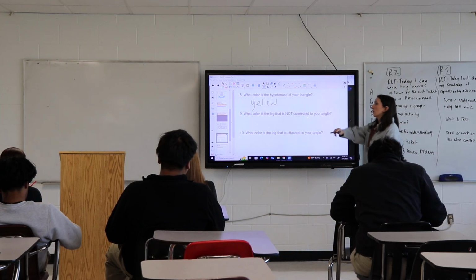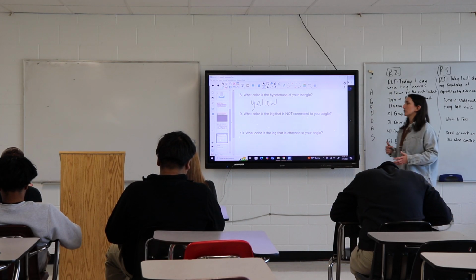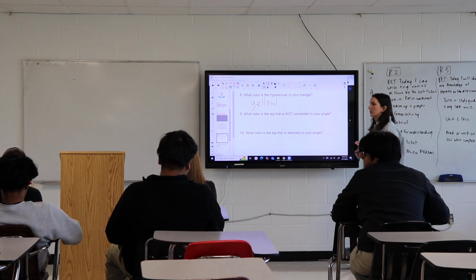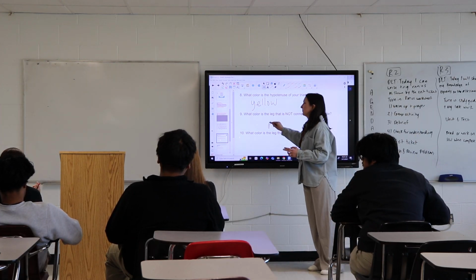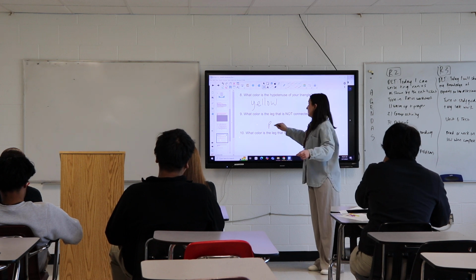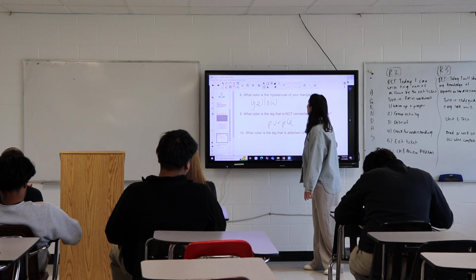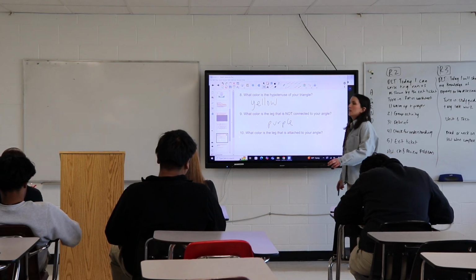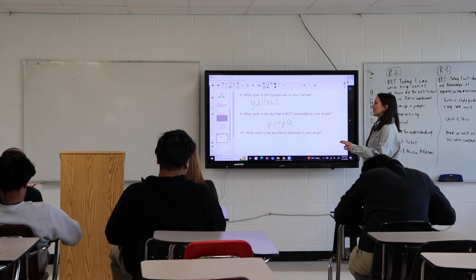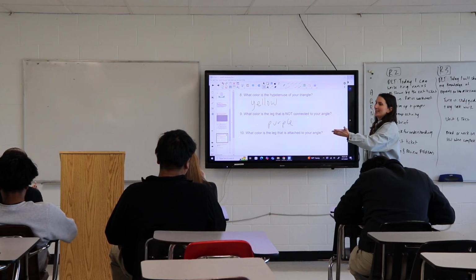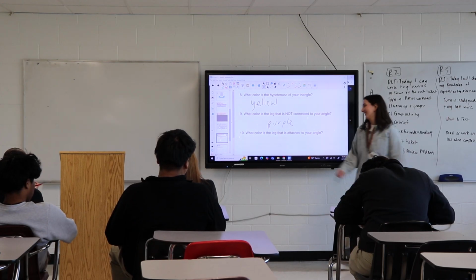Group 1. What answer did you get for 9? What color is the light that is not connected to your angle? Purple. How about 10? Light attached to your angle. Only one option, right? Red.